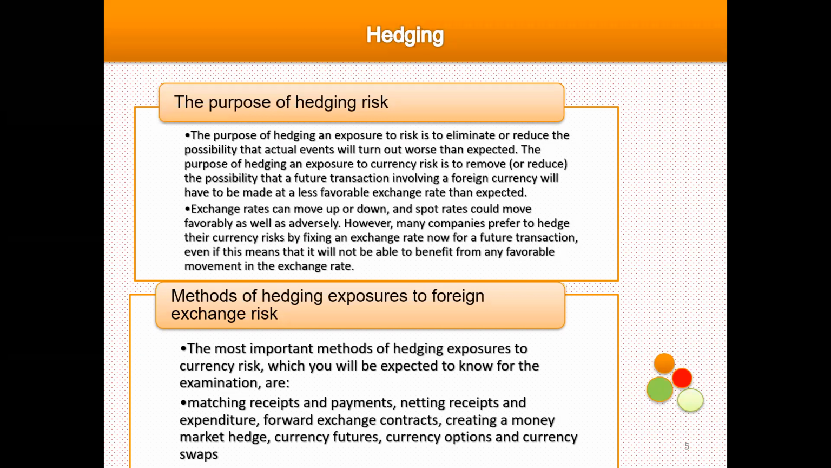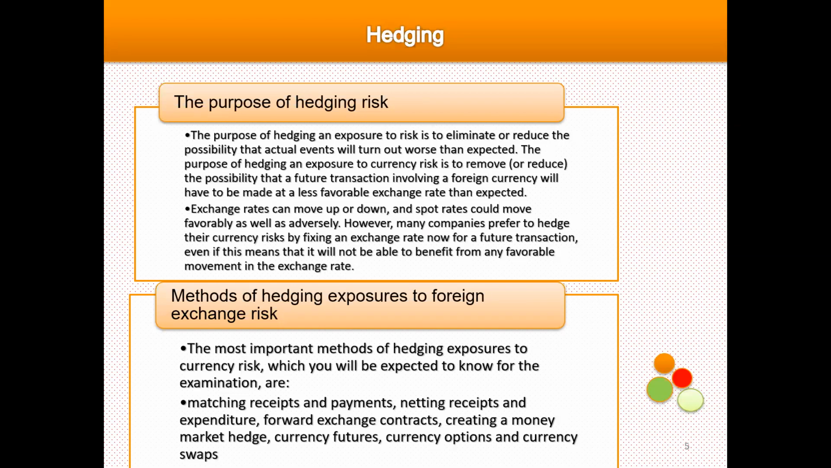So the purpose of hedging an exposure to risk is to eliminate or reduce the possibility that actual events will turn out worse than expected. The purpose of hedging an exposure to currency risk is to remove the possibility that a future transaction involving a foreign currency will have to be made at a less favorable exchange rate than expected. So that's the whole purpose of hedging, right? You are trying to eliminate or reduce the risk. And so how do these hedges happen?